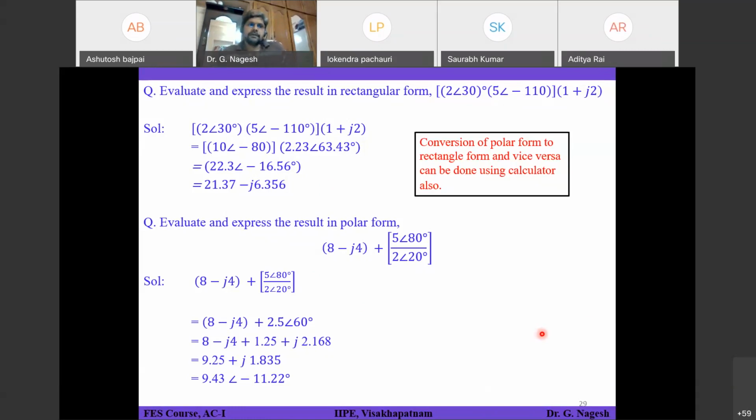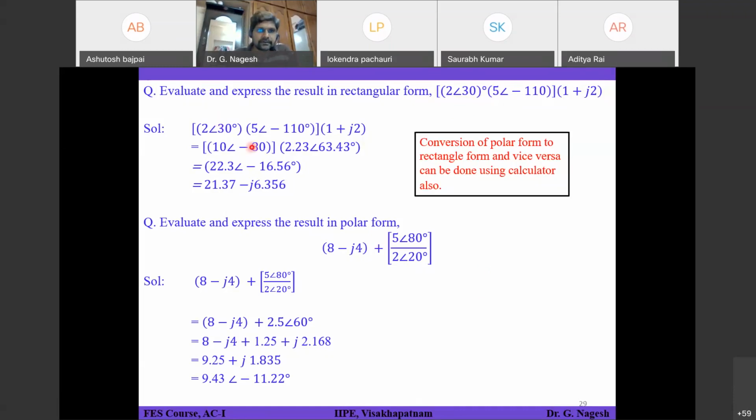Okay, so first question, if you see, we have 2 at an angle of 30 degrees. The degrees I have written outside, but it should be inside. So 2 at an angle of 30 degrees is multiplied with 5 at an angle of minus 110. This multiplication needs to be done first. After that you can multiply 1 plus j2 to that.